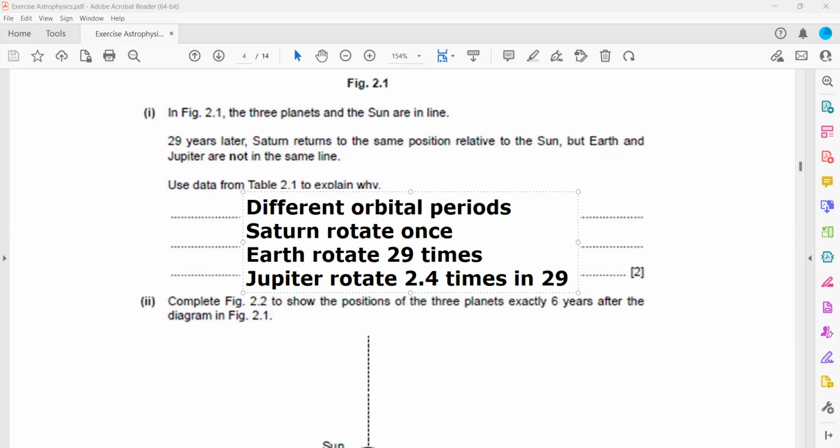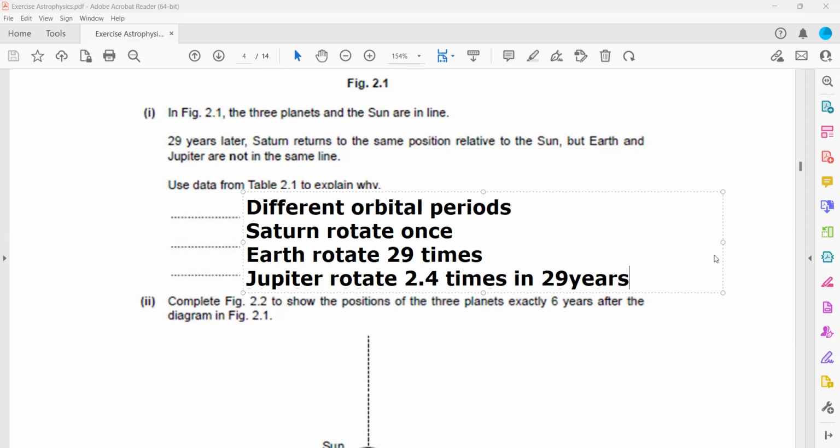Is it clear? Anyone having a doubt or a question till this point?